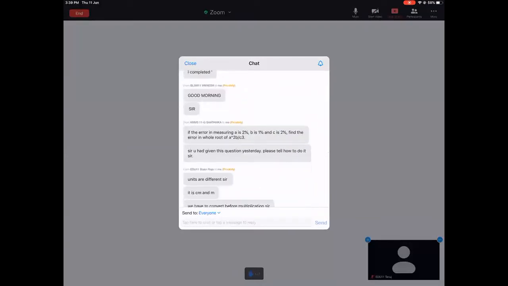If the error in measuring A is 2%, B is 1%, C is 1%, find the error in A squared times B times C cubed. A squared is 4, then B, 4 plus 1 is 5. C cubed is 8. 8 plus 5 is 13.